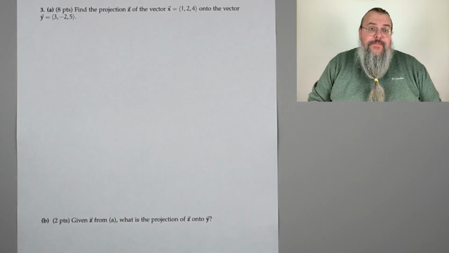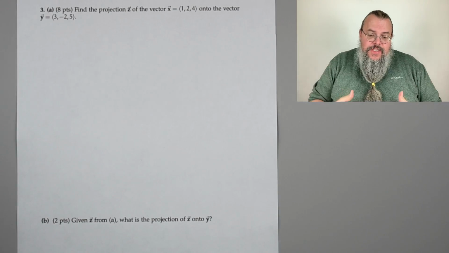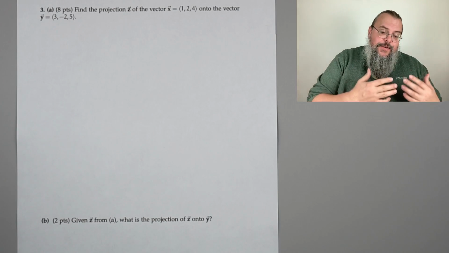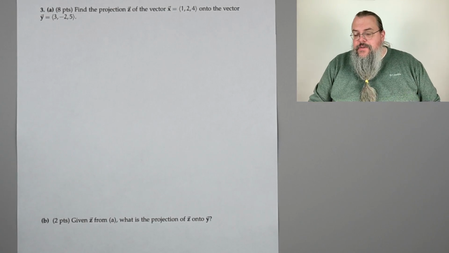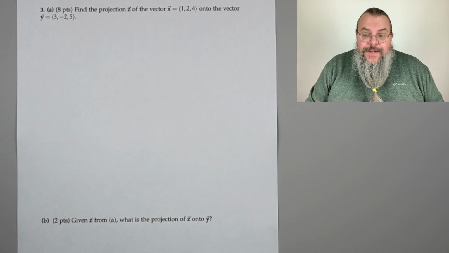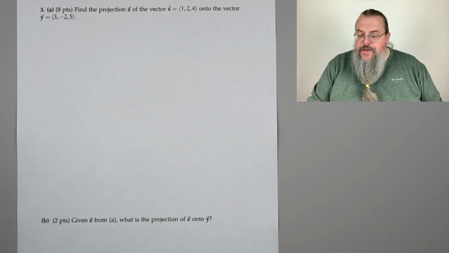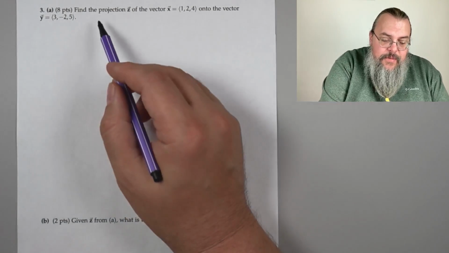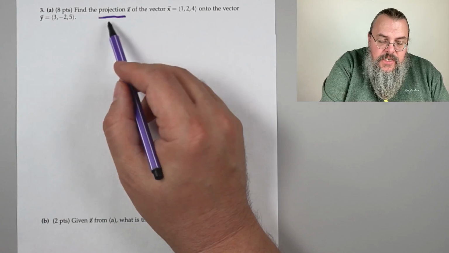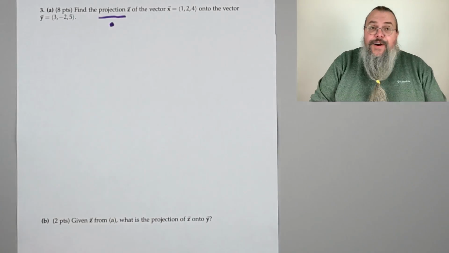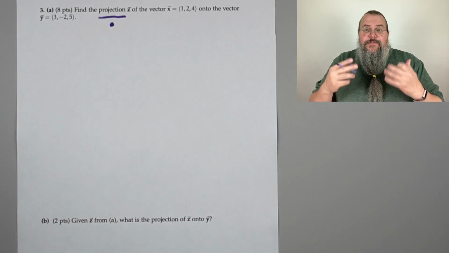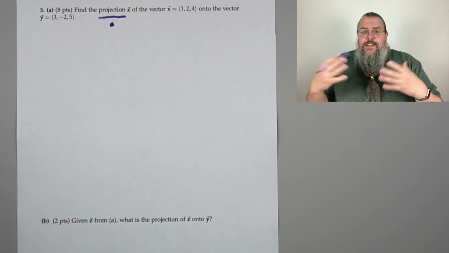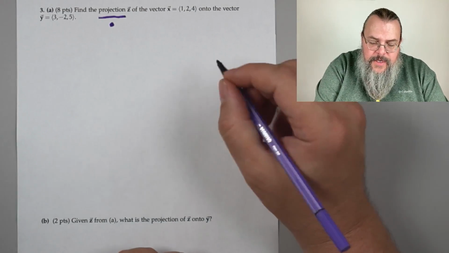Number 3. Find the projection z of the vector x onto the vector y. Now, if you know the formula, this will be pretty quick. And if you don't, it will take you a little bit of time. But it's nice to remember things. So projection is associated with the dot product, and so it's going to come back to the dot product. We can rederive it. And since we have a few minutes here, let's talk about what's going on.